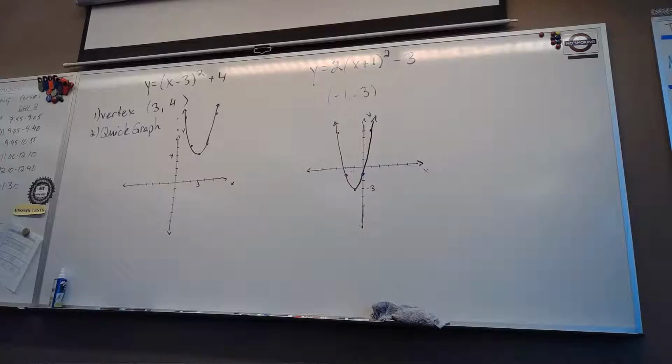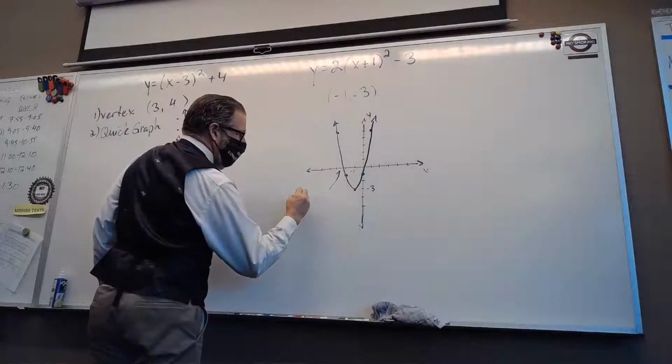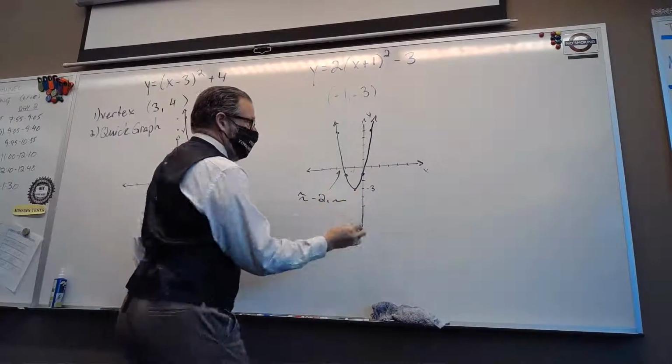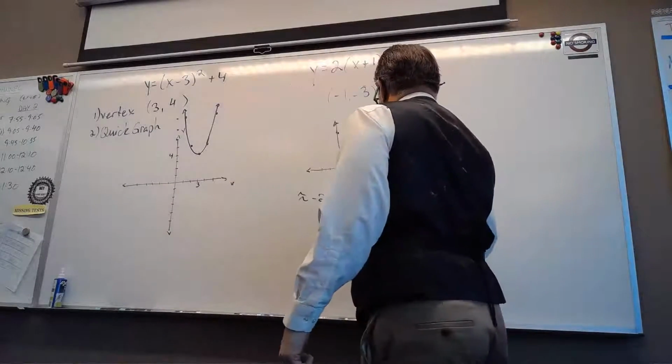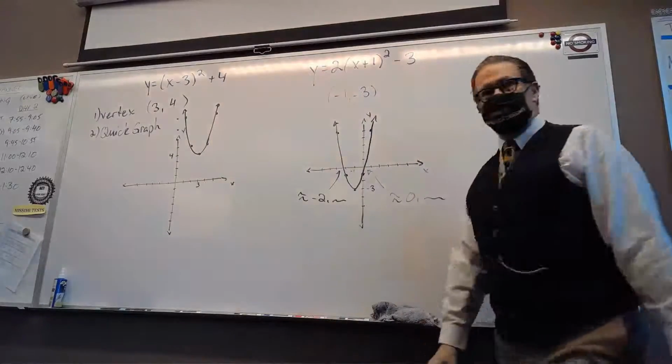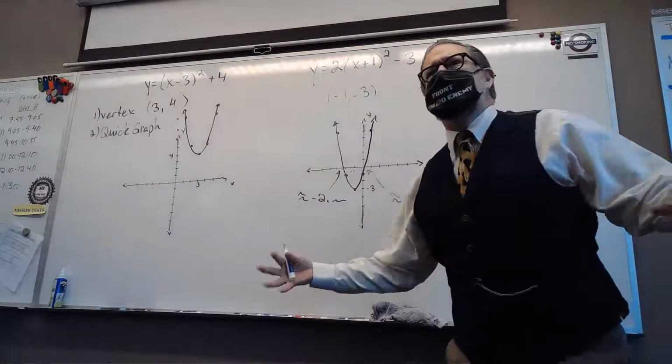But you know what? The question was not, where are the x-intercepts? We don't care. The question was, can you draw a graph of this quadratic? And boom, we drew a graph of the quadratic. Where are the x-intercepts? Approximately negative 2 point something and approximately 0 point something. Don't care, because that's not the question.